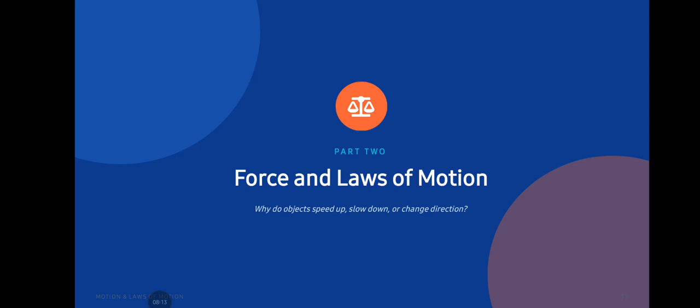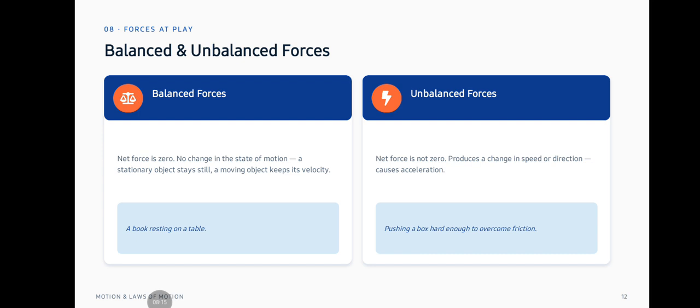Part 2, that is force and laws of motion. We'll go through balanced and unbalanced force. Balanced force: net force is 0. No change in the state of motion. A stationary object stays still. A moving body keeps its velocity. A book resting on the table. Now we are going through the forces. That is part 2. So next is unbalanced force.